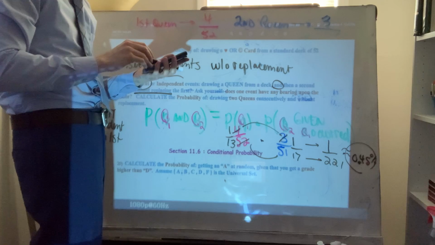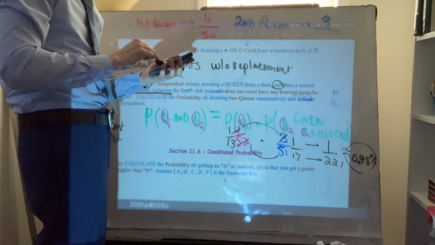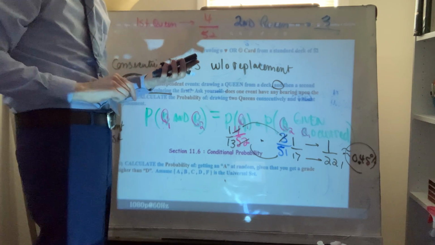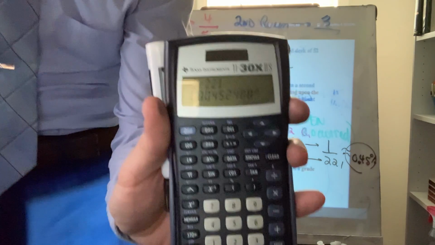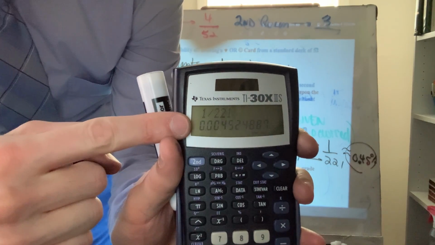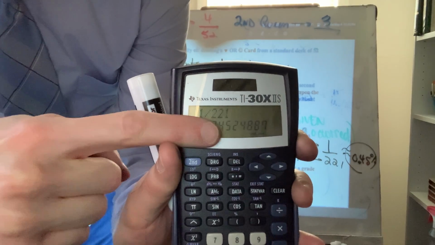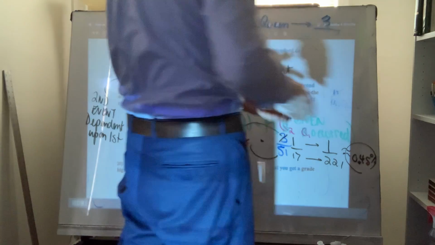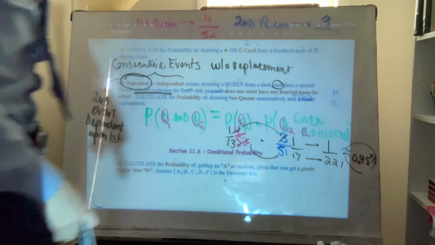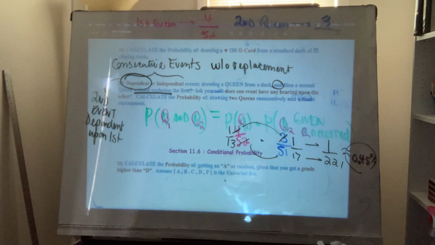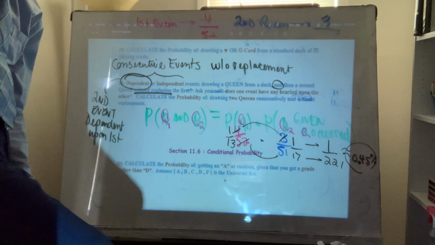You're my computer. 1 divided by 221. Okay. See, here's the decimal equivalent. And then if you convert it to a percentage, you're multiplying by 100, so the decimal moves to there. So not even a whole percentage of a chance. 1 out of 221.